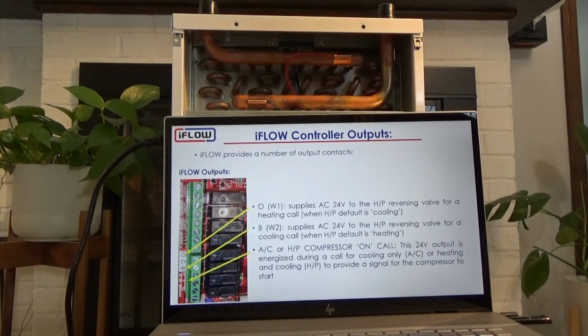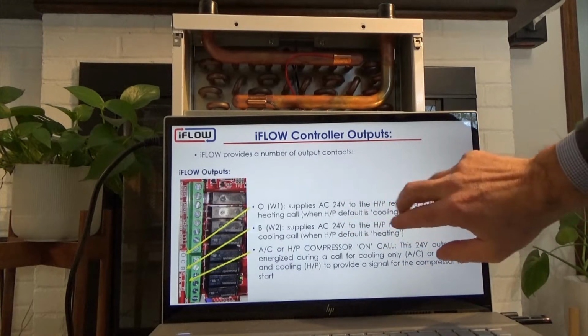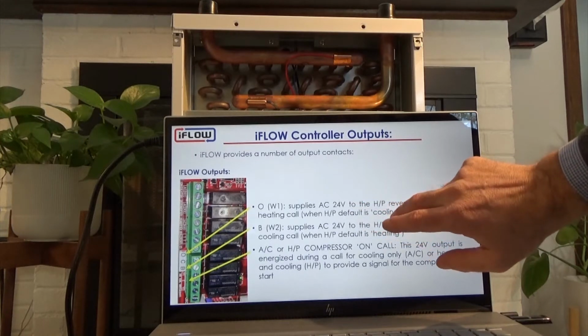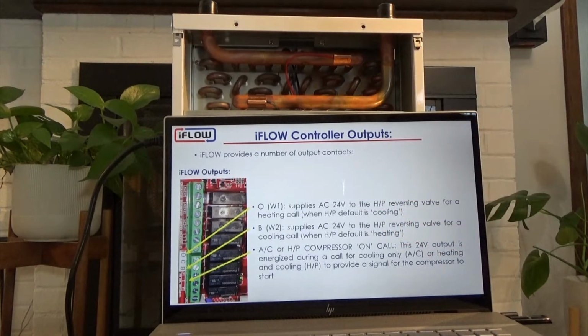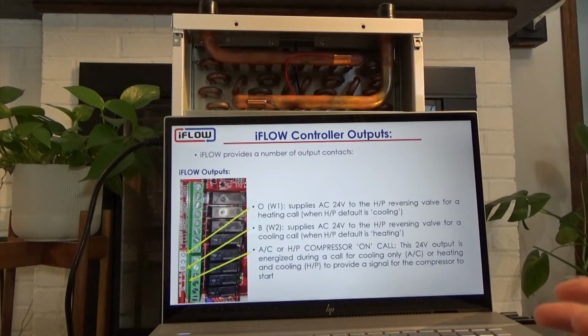So again, it's important to know whether your heat pump is default heating or cooling. To do that, just call on the compressor and see what temperature it's delivering to the evaporator. So feel the line set. Is it delivering heat or is it delivering cool? If it's delivering heat when a call for the compressor comes on, then the default is heating. If it's delivering cooling, then we know the default is cooling.